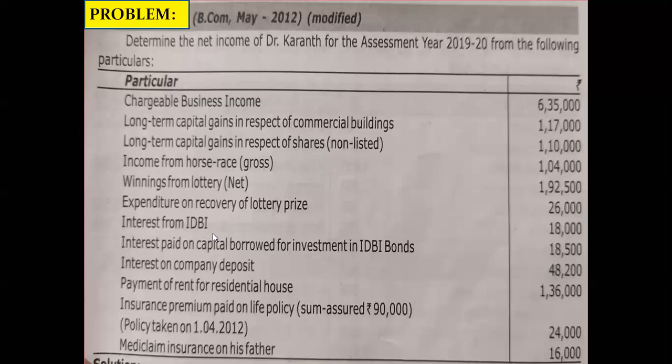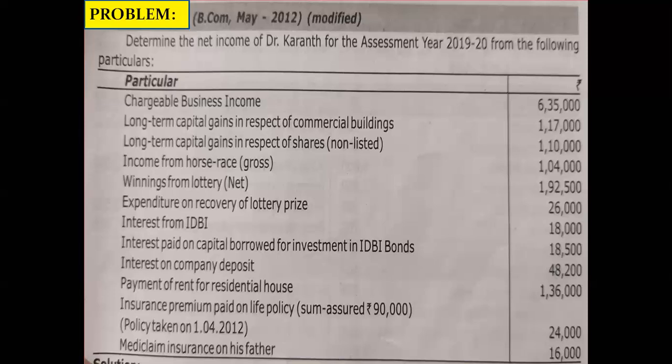So this will be taken under the heading income from other sources. And interest paid on capital borrowed for investment in IDBI bonds. The amount earned as interest from the IDBI is 18,000. For that earning, the assessee is going to pay interest on the capital borrowed, so that amount can be claimed as a deduction. Interest from IDBI 18,000 minus interest paid on capital borrowed 18,500 will be 500, which will be a loss. And we need to check whether it can be adjusted either intra-head or inter-head.